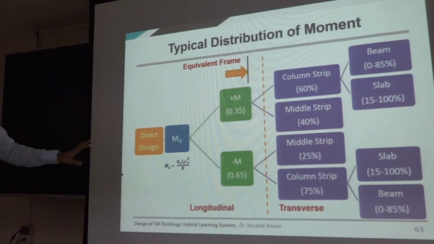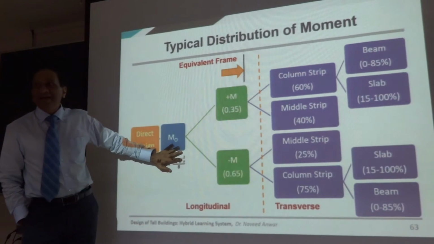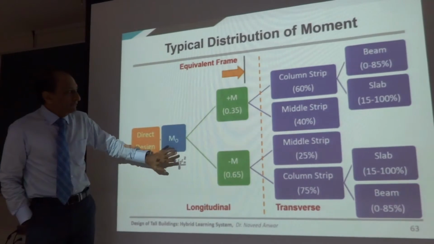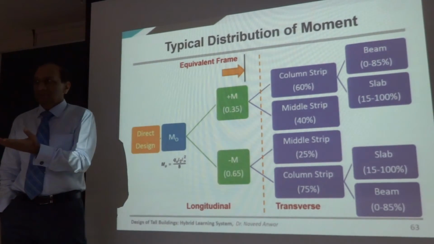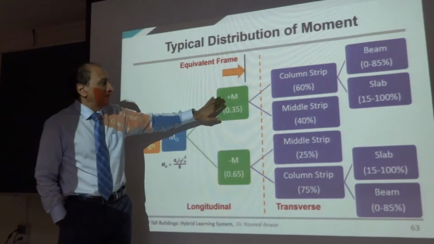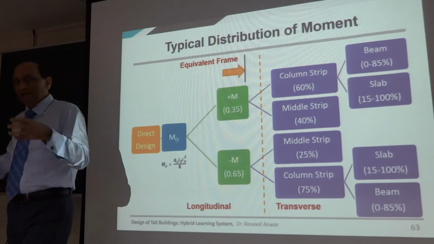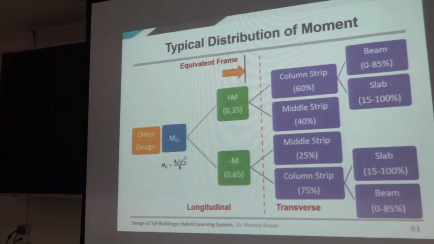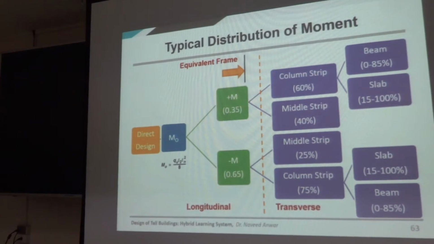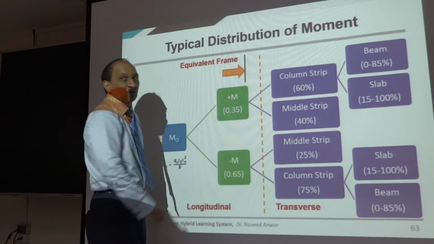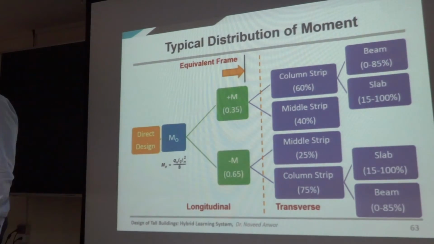So in the direct design method, we calculate that directly. We say the total moment is equal to this one, and we just say 35% is positive, 65% is negative. Because we have done this for simple boundary, we already defined that the panel is square, at least 3 panels, so we defined it clearly that for that particular condition, we can assume that the positive moment is going to be 35% of this one, negative moment is going to be 65% of that one.